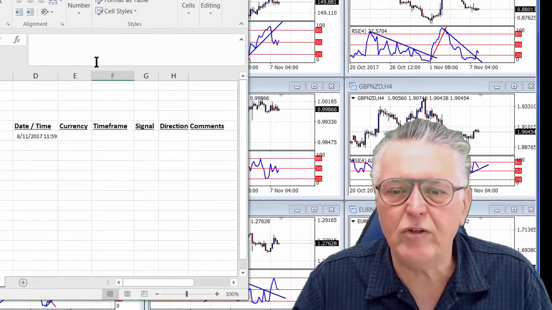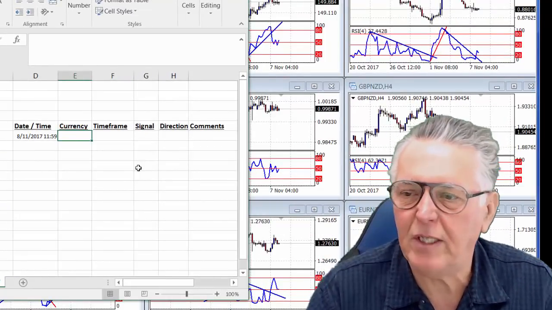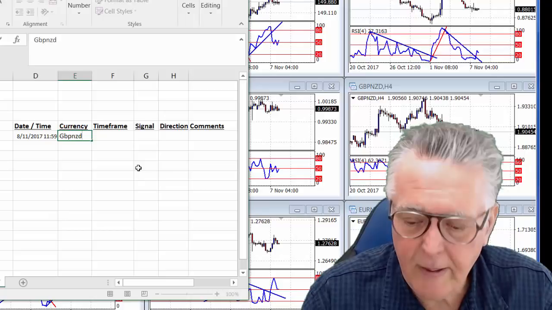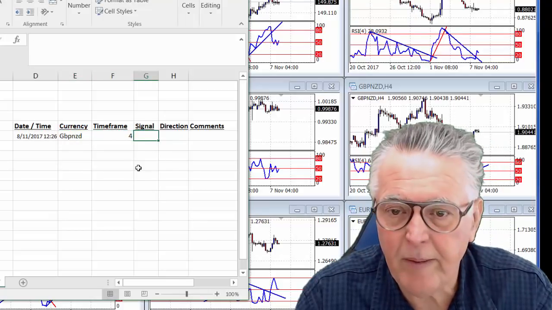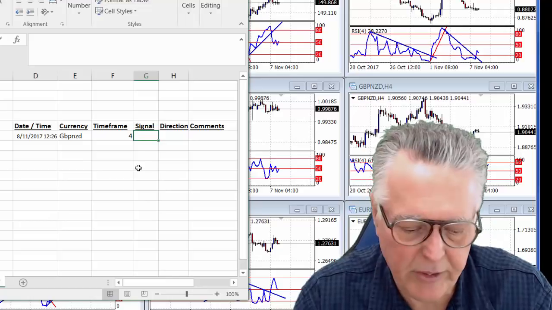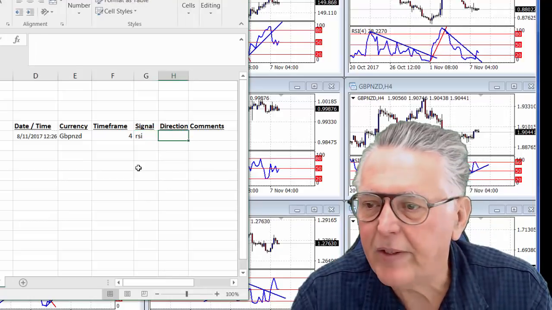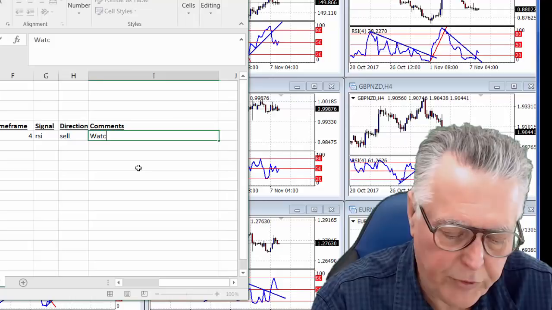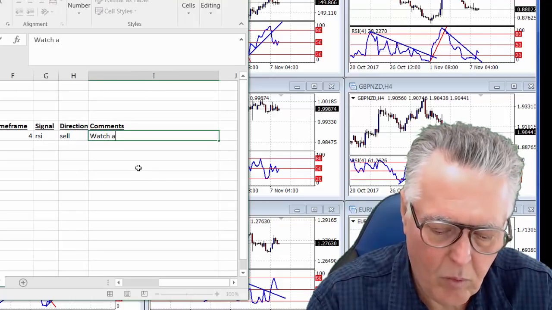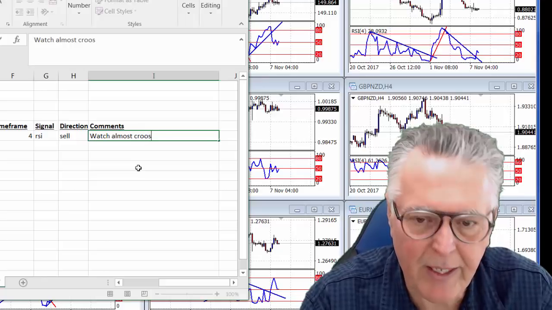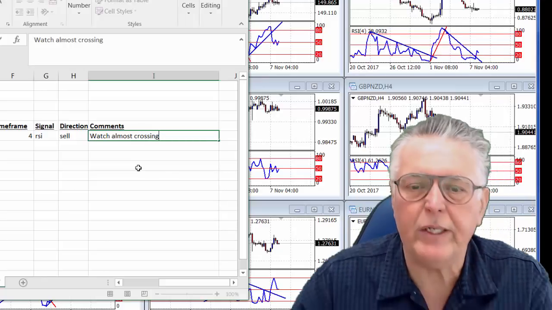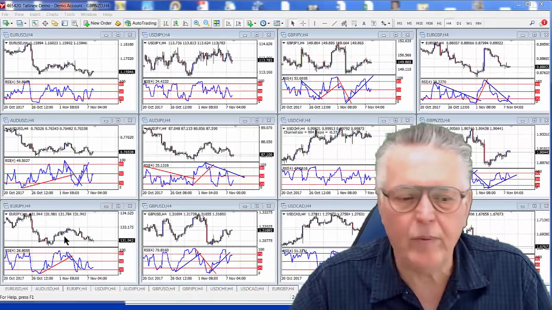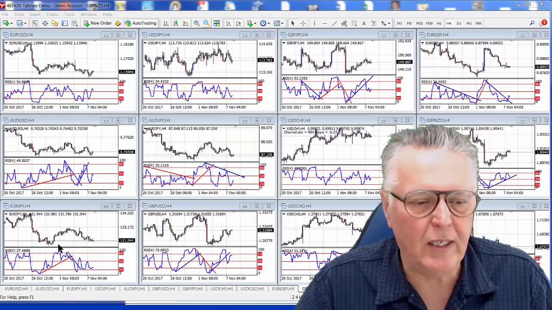Your trading diary can be kept on an Excel spreadsheet. So I'm going to just put this one, pound New Zealand, and it's on the 4-hour time frame, and it is an RSI. They all will be RSI signals, and the direction is for a sell, and the comments, watch, almost crossing. So the next time I come to review the market, I'll look at my trading diary and I'll know to watch that one. It doesn't qualify right now, so we won't add that to our list.